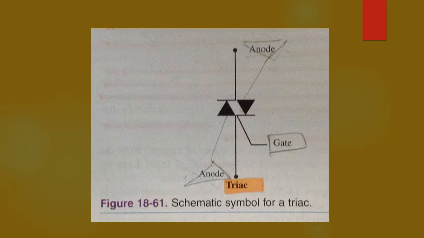Figure 18-61 shows the schematic symbol for the triac. The triac has 3 main leads: anode 1, the gate, and anode 2. The triac is designed as 2 SCRs facing opposite directions. It operates on the same principle as the SCR to control AC current.